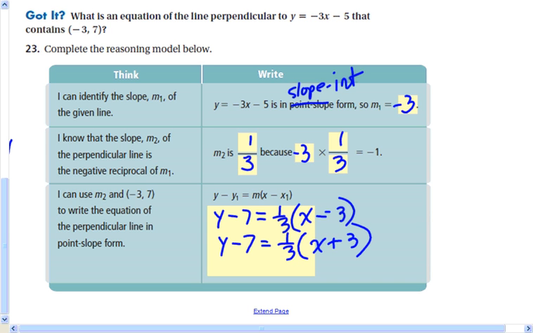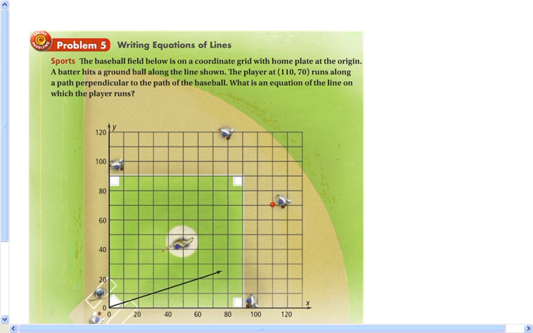All right. Writing and finding equations of lines. The baseball field below is on a coordinate grid with home plate at the origin. The batter hits the ground ball along the line shown. The player at (110, 70) runs along a path perpendicular to the path of the baseball. What is the equation of the line?